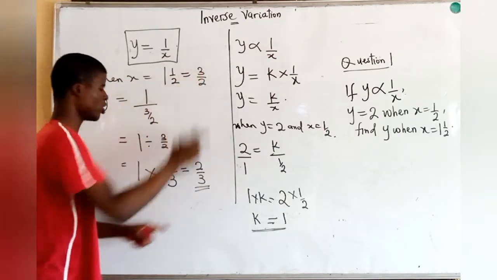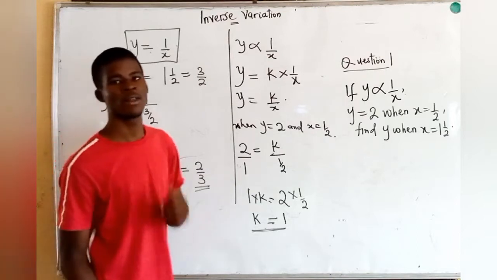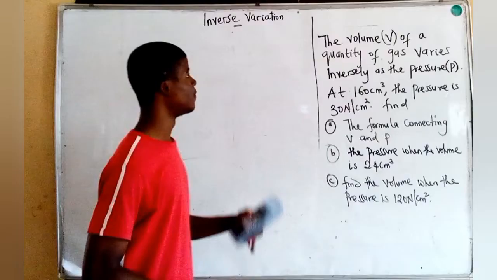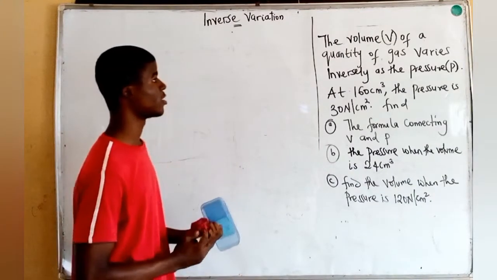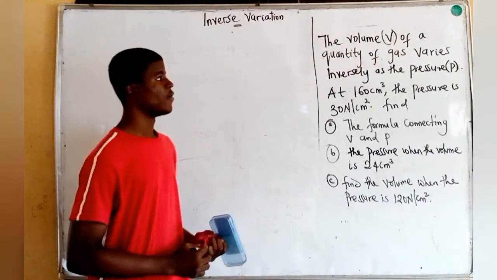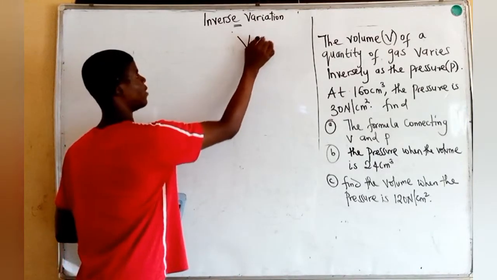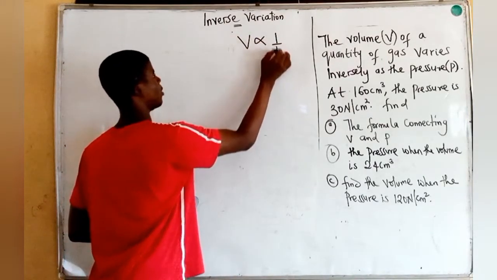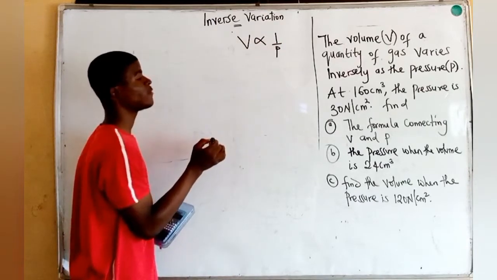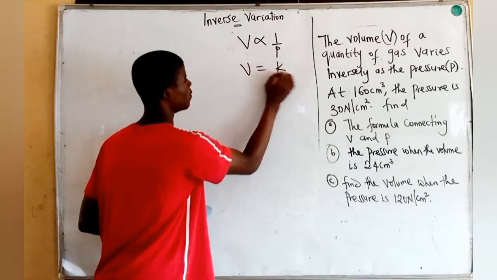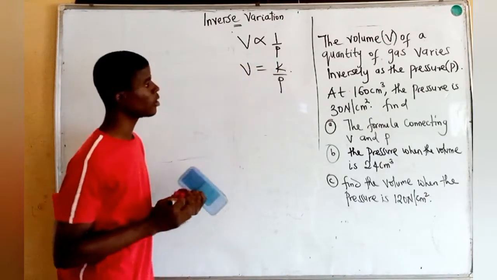3 over 2 is what? 2 over 3. So we are going to the next question right away. The volume V of a quantity of gas varies inversely as the pressure. The volume varies inversely as the what? The pressure. So by the time this proportionality sign disappears, V is equal to what? K over P. Let's continue.